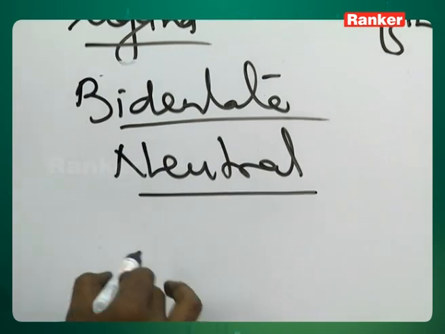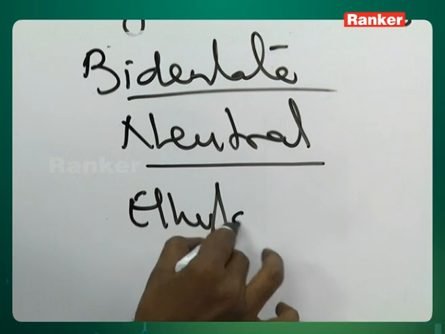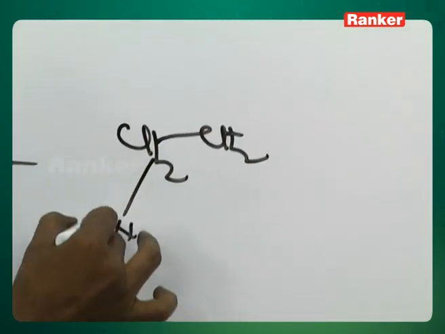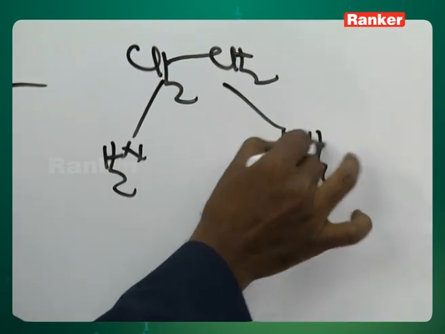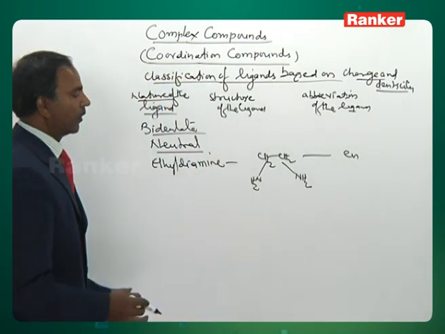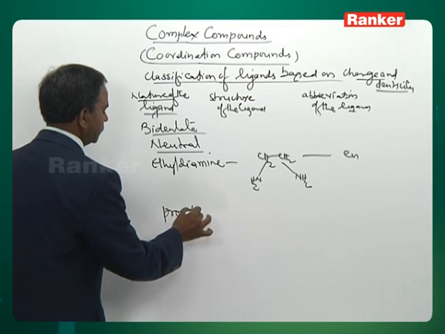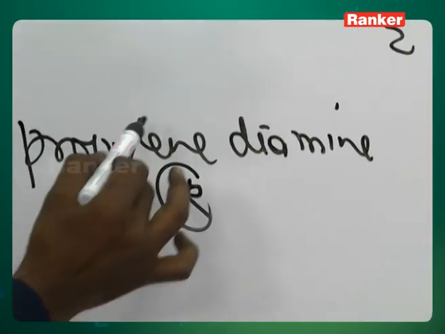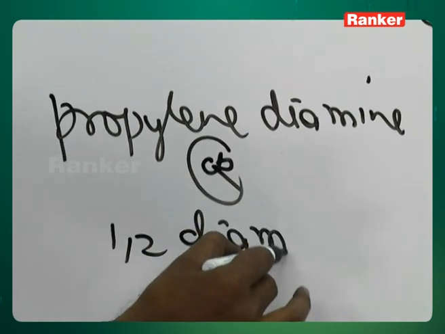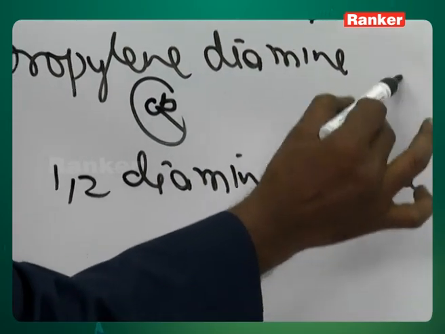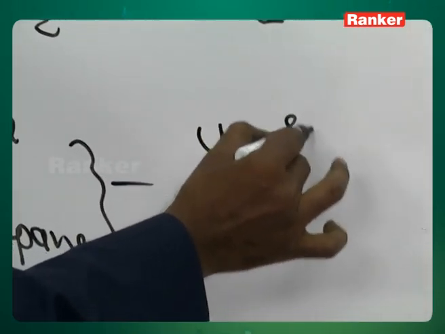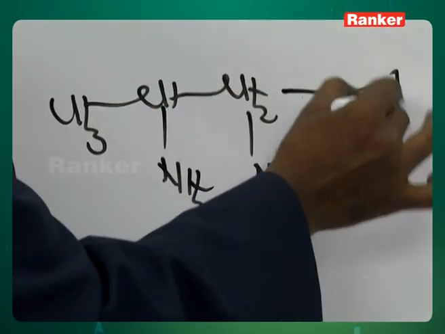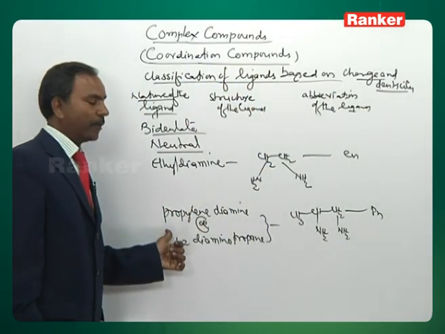Bidentate neutral. The best example under this, ethylene diamine, well known to you, the famous ligand. This is the structure of ethylene diamine. It is simply represented as EN. EN stands for ethylene diamine. Next, propylene diamine. It is also known as 1,2-diaminopropane. Both are one and the same. It is propane, with amine groups at the 1,2 positions. It is represented as PN.